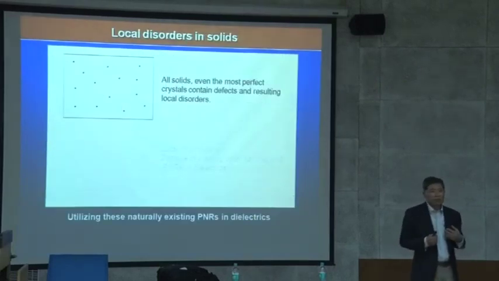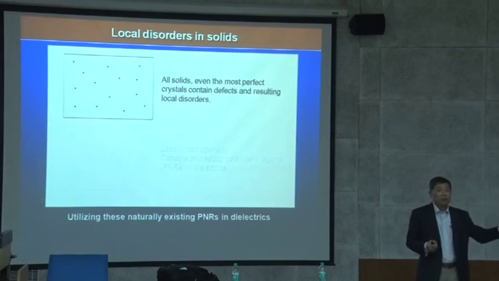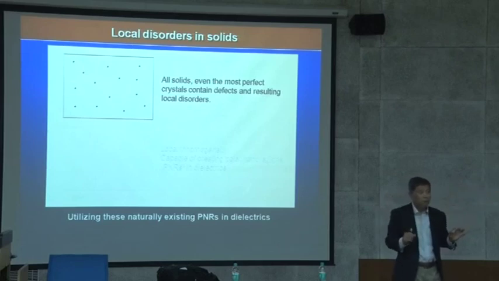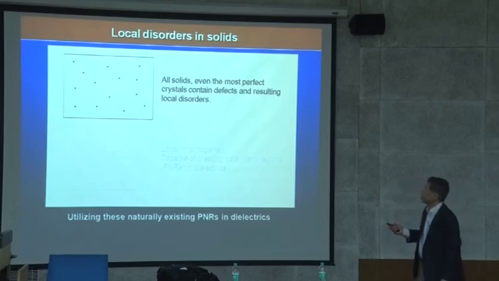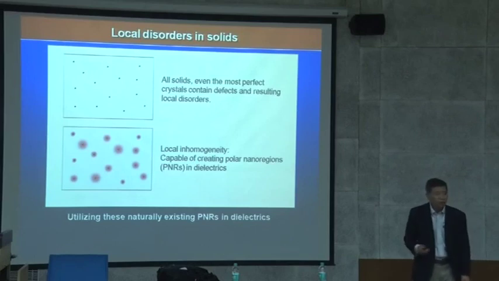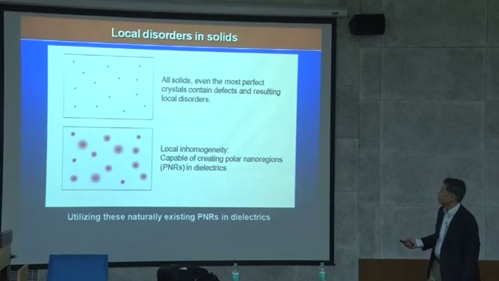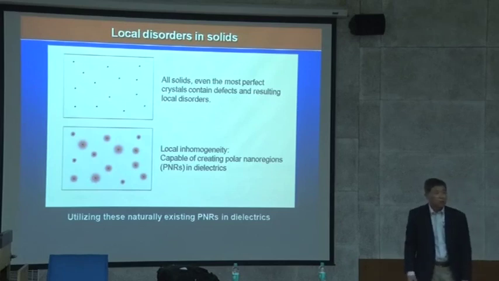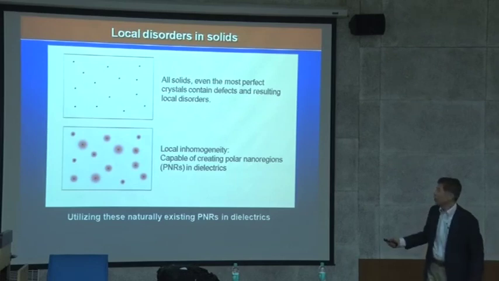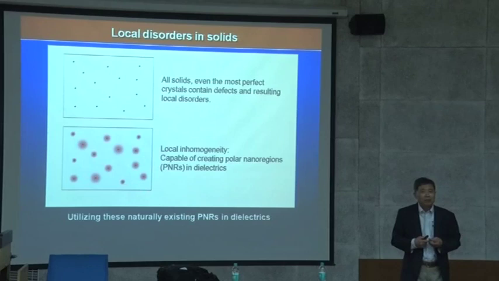And then the starting point here is from many years ago, we thought about nanopolar regions embedded in here. Then can it be ferroelectric if it is embedded in the matrix region? So think about a very simple question. In all solids, even the most perfect crystal, there are defects resulting in local disorder, and that is what we call nanopolar regions, like a small dot, a local inhomogeneity capable of creating a polar nano region, PNR, in dielectrics. This is actually like a ferroelectric region, but it's in a matrix of dielectric. So when you apply an electric field, you don't feel anything. You cannot really switch this one. Do you understand this one? Okay. Then, one thing you can think of here, well, can you make this one ferroelectric?